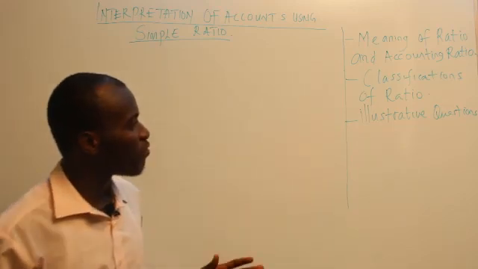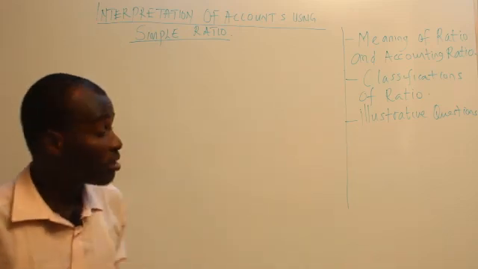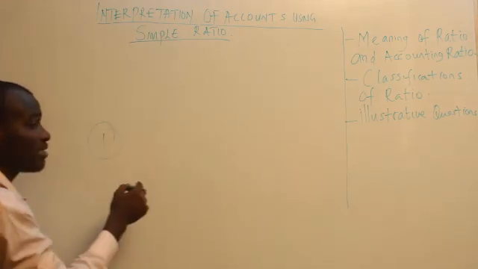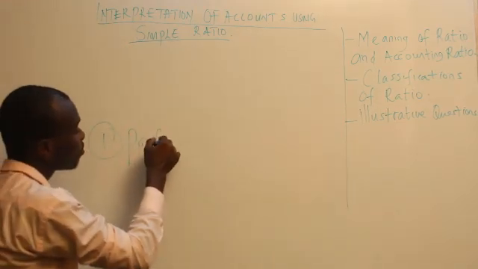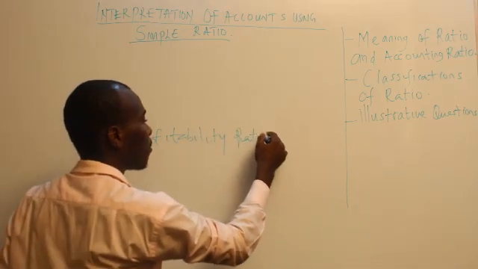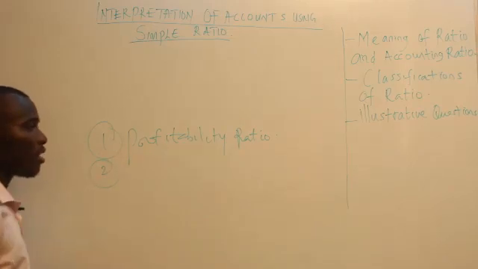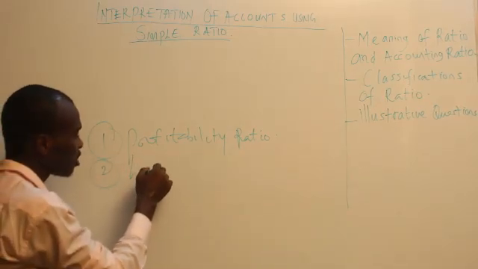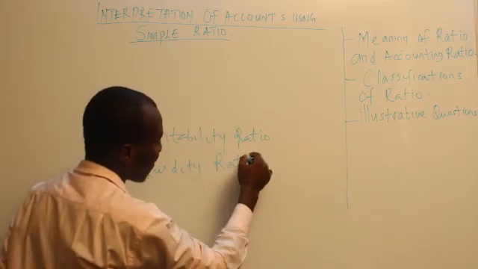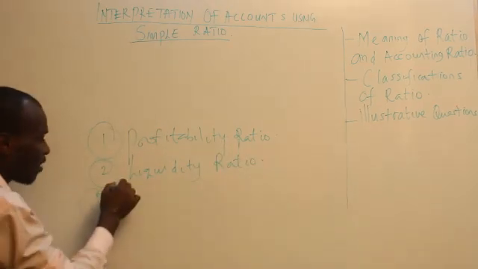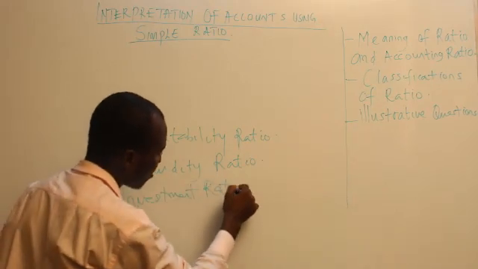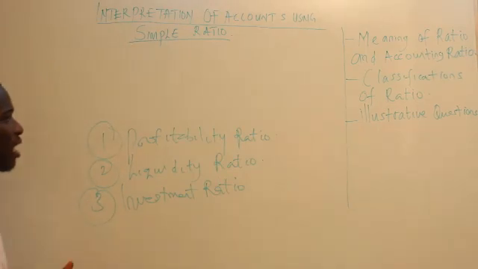Then classification of ratio. Generally on your level, ratios are classified into three categories. One, we have the profitability ratio. Two, we have liquidity ratio. And three, we have the investment ratio. So we're going to take them one after the other.